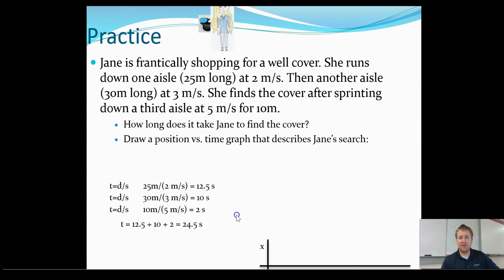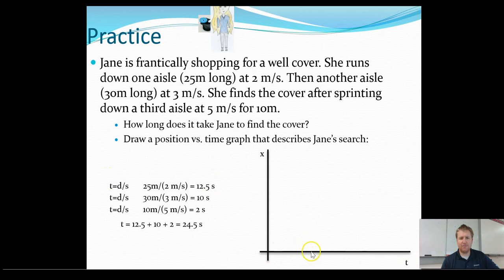Now, if we were to put this on a graph, we have our position versus our time. We know it takes her 12.5 seconds. So we could come over here and put a line for 12.5 seconds, and I could go up here and find 25 and make a line, or I just know that I'm going at 2 meters per second. So I have a slope of 2. So there's my kind of gradual 2 meters per second slope.